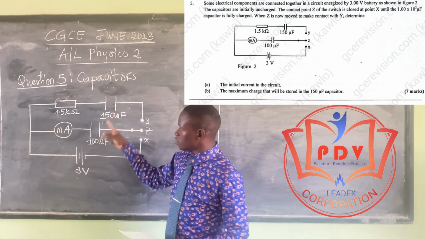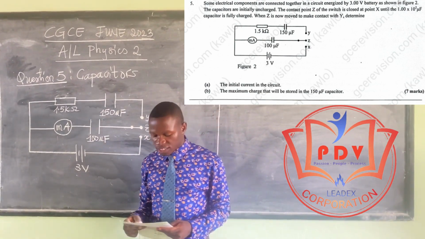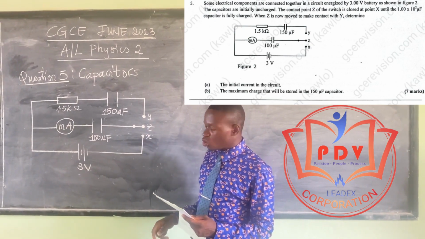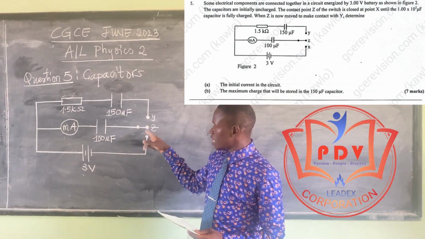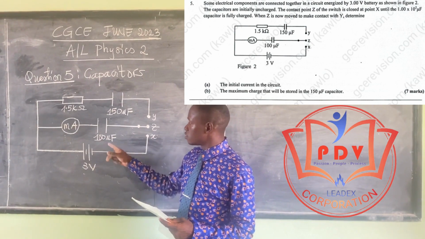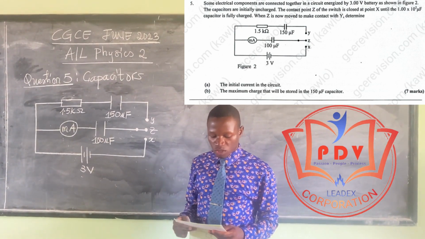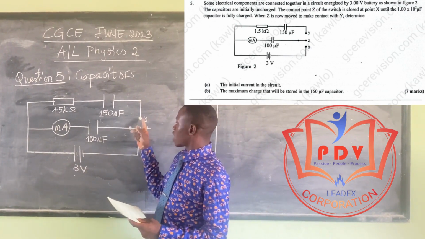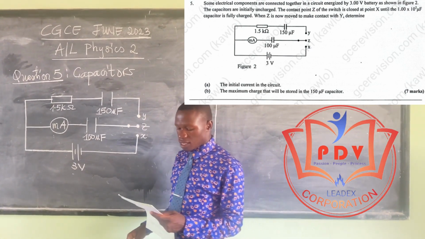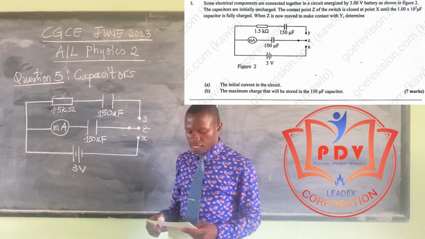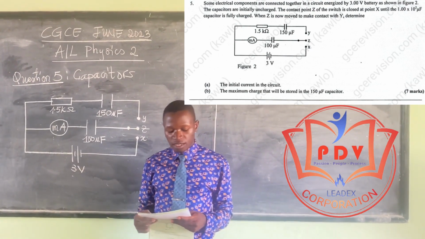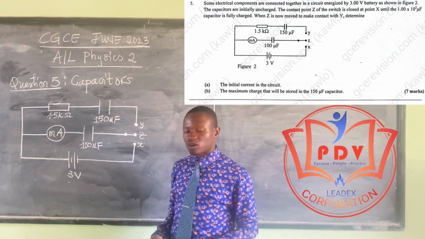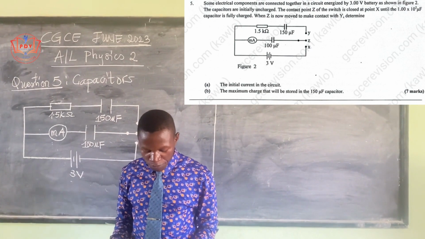The capacitors are initially uncharged. The contact point Z of the switch is closed at point X, Z closed at X, until the 100 microfarad capacitor is fully charged. When Z is now moved to make contact with Y, determine A, the initial current in the circuit, and B, the maximum charge that will be stored in the 150 microfarad capacitor.